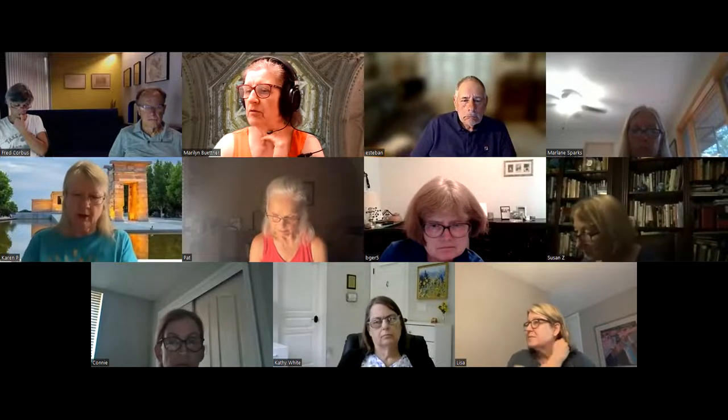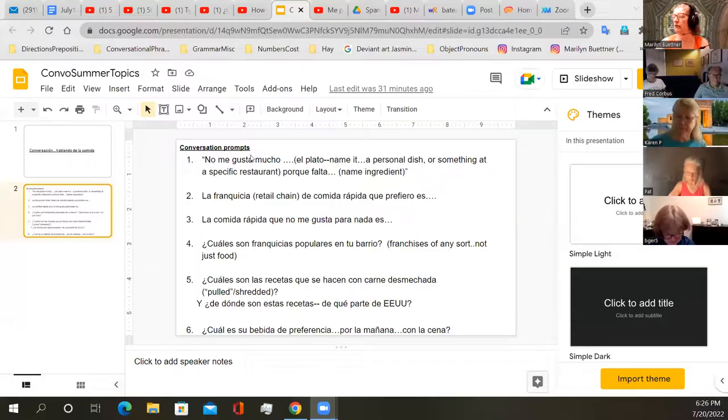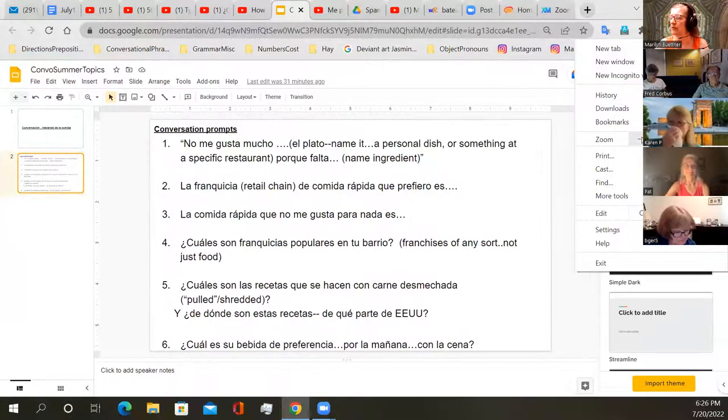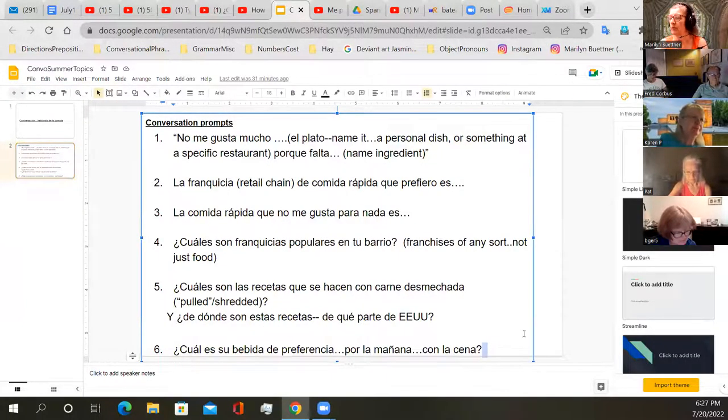Yay, seis. Wow, there are six of them. And I've got these. I can send this out in the groups. We're going to enlarge this so that you can read them when you go into your smaller groups. And we're combining a couple of vocabulary things along with just our general food talking. Conversation prompts. Start with no me gusta mucho, and un plato, you know, name it, whatever it is. And if it is an actual English term, then, you know, use that if it cannot be translated, because it might be that kind of thing.